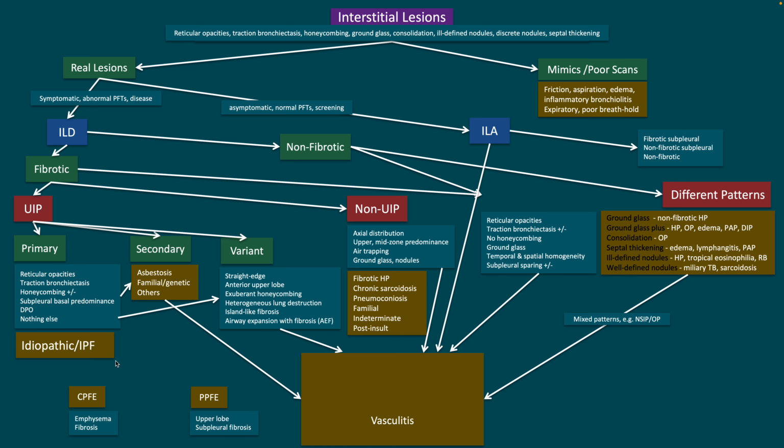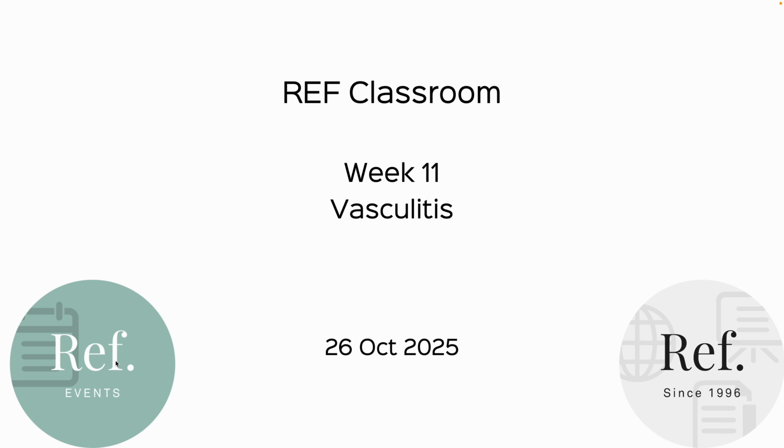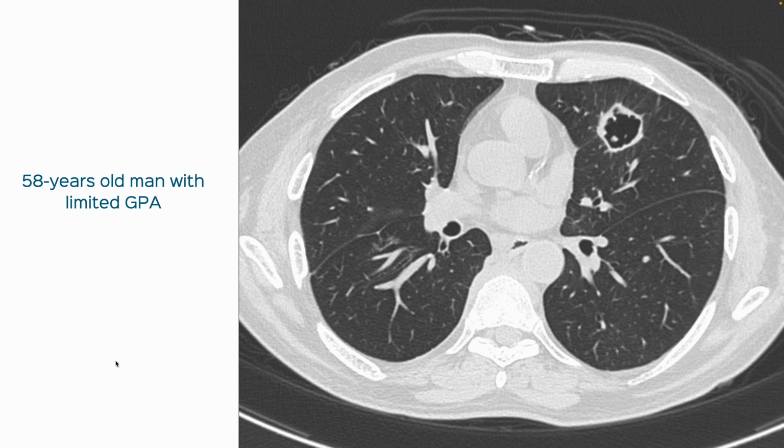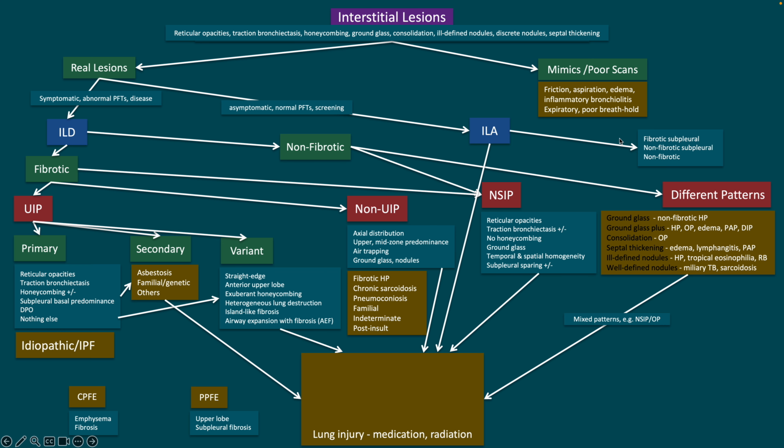Similarly, we will look at vasculitis, which also has differing patterns depending upon the timing of the disease, the type of disease, and week 11 will be all about the various forms of vasculitis that affect the lungs, as in this patient who has GPA and has just presented with multiple cavitary lesions and consolidation.